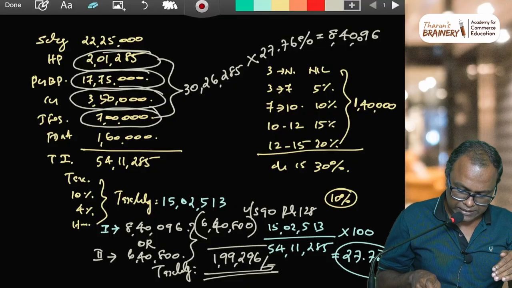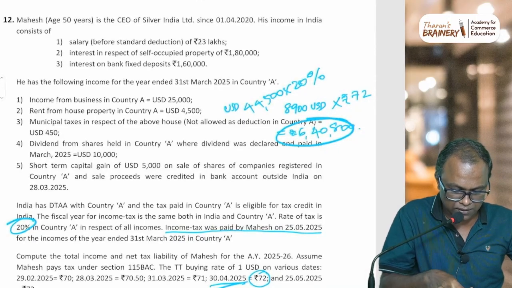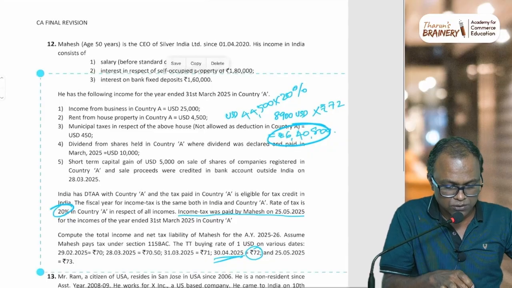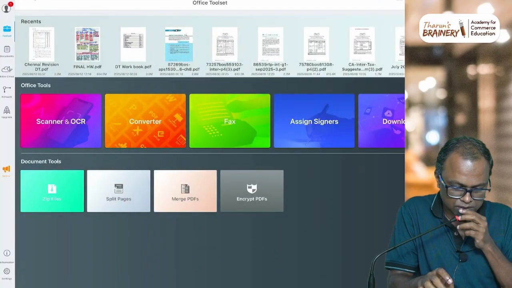For exam purposes, if they ask a question on double taxation relief, you must write the reasons for that also. You must write a theory on this double taxation relief and all those things. You must write the theory.